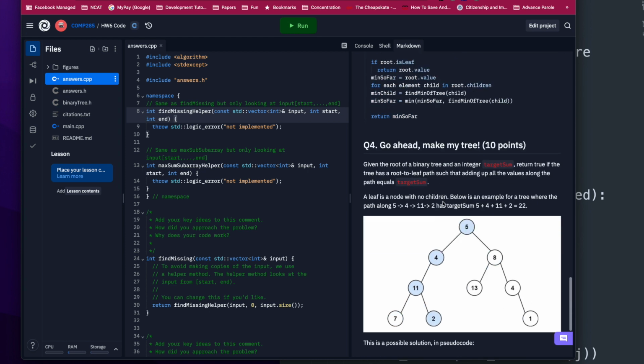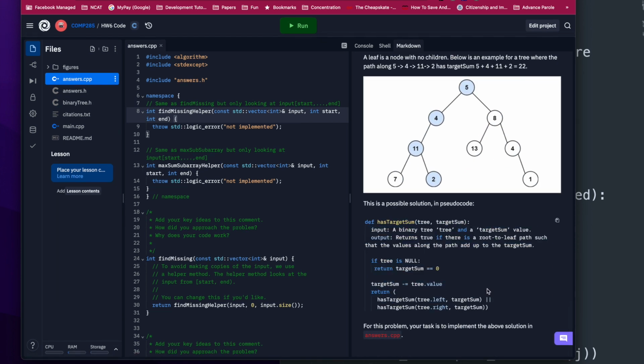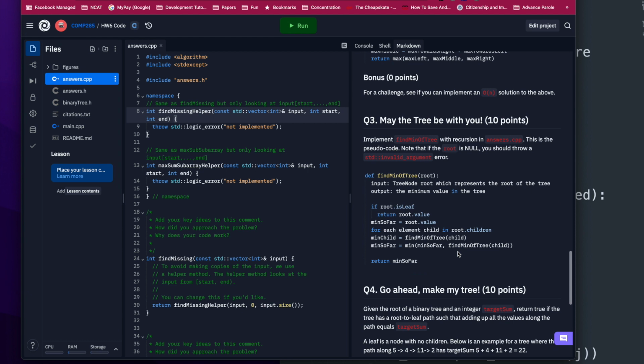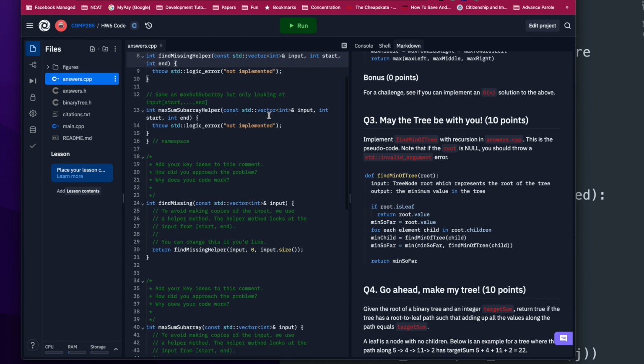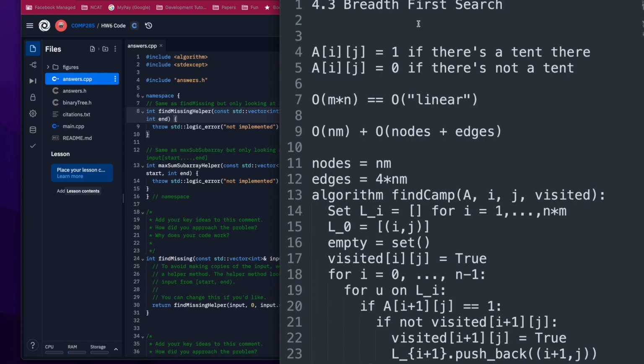Now, for these other ones, these should be fairly straightforward. I don't think there's anything particularly tricky about these in terms of writing them in code. So I encourage you to take a stab at it, and best of luck.